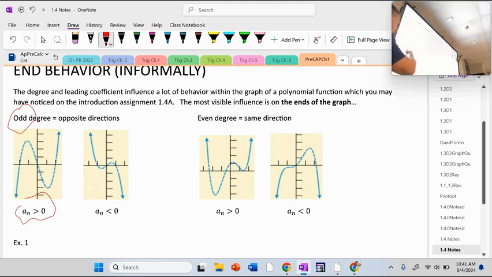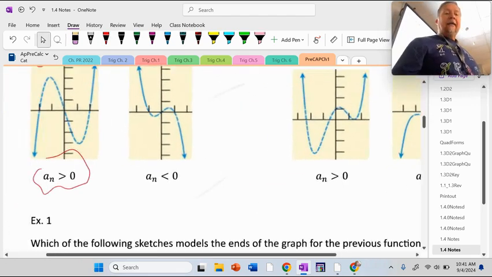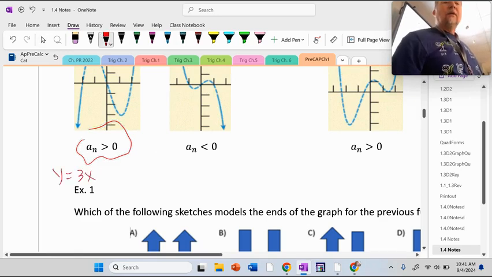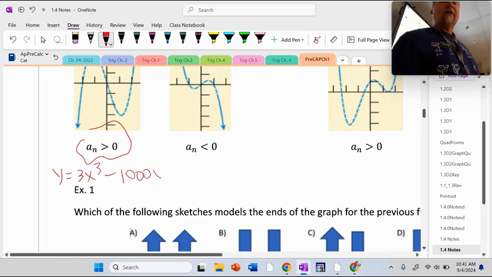In the middle, this is why this is dotted. It's arbitrary. It depends on the degree. If it's x to the third, x to the fifth, x to the seventh, then you might have more roller coaster, more fun. All right, but definitely the ends are what they are. Here's why. Let me throw an example here. Let's say it's like y equals 3x cubed. I don't care if it was minus 1000x squared plus 2x minus 1.